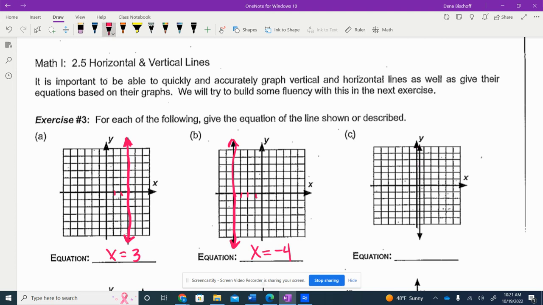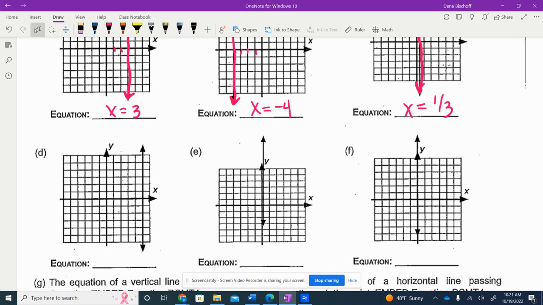When I look at this line right here, it's not really on any exact number, but we're going to say it's 1/3 of the way. X equals 1/3. I'm guesstimating on that one. Here we have another x equals 1, 2, 3, 4, 5.